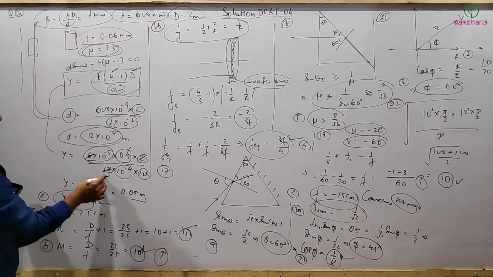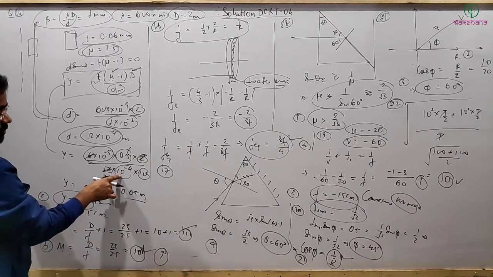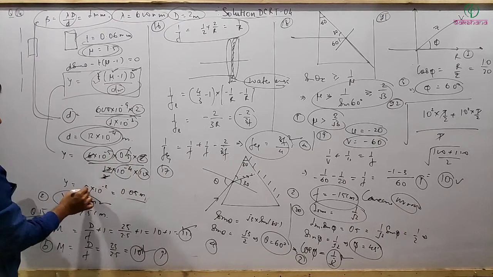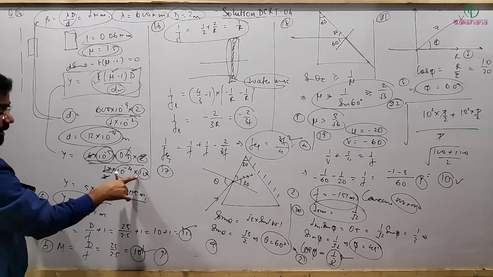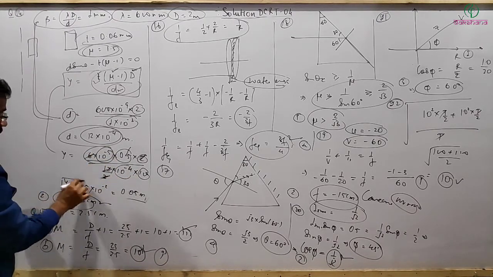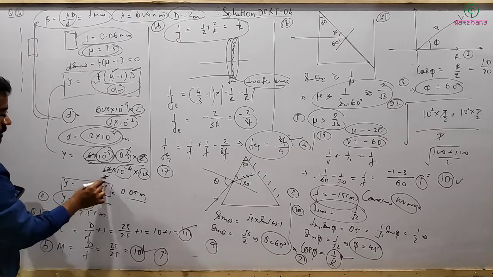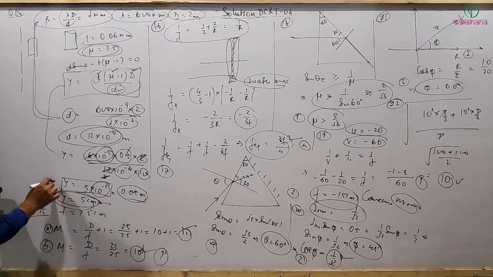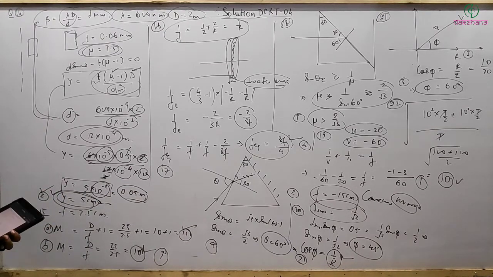Simplifying it all, basically 6, then 2 gets cancelled here, and this is 10 to the power minus 4, and this is 1, so 10 to the power minus 3, and this is 5, so 5 into 10 to the power minus 5 and 10 to the power minus 3, that means y is equal to 10 to the power 5 into 10 to the power minus 2, that is equal to 0.05 meter or 5 centimeter. This is the answer to problem number 14, matching with option number 2.